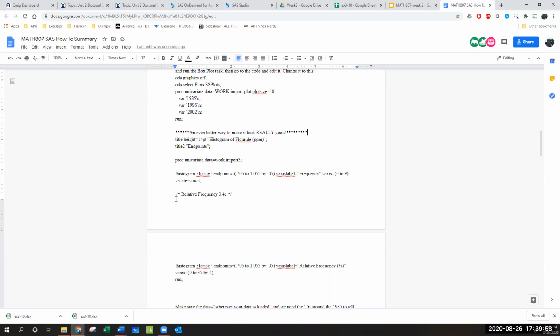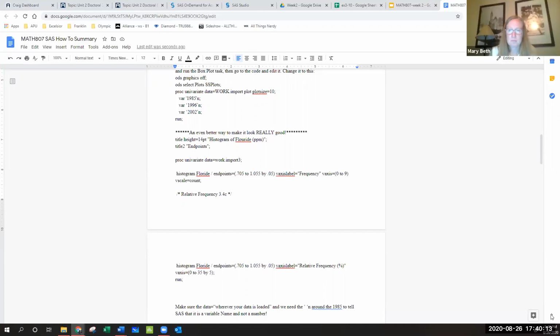You should really, everybody should, be challenging themselves to the best of their abilities. If you can't get it to look good in SAS, try making it look good in Excel. I mean, the bottom line is if you had to put this in your dissertation, you'd want it to look good, wouldn't you?